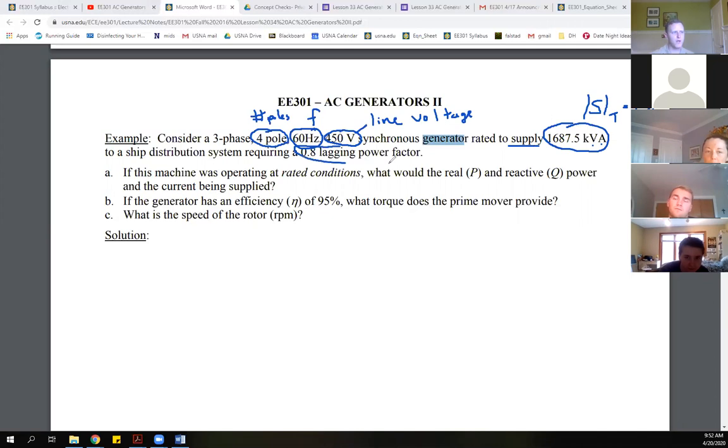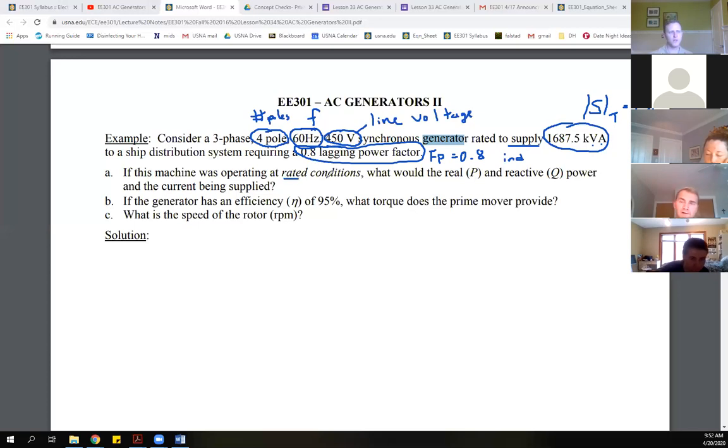And then here we have 0.8 as a power factor. So that's PF equals 0.8. And lagging means it's inductive, which also makes sense because almost all loads are inductive loads, and we put in capacitor banks to correct the power factor. Well, this one isn't fully corrected. It's not at unity. It's at 0.8.